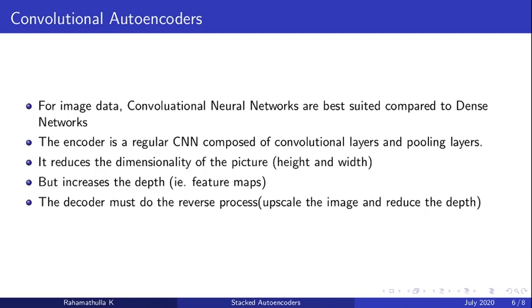Then if you give an image to the input layer of a CNN, you are going to reduce the dimensionality of that image. The height and width of the image will be reduced, but the depth will be increased. The decoder should do the reverse process, that is by using transpose convolutional operation, convolution transpose, upscaling the image, and the depth needs to be reduced.